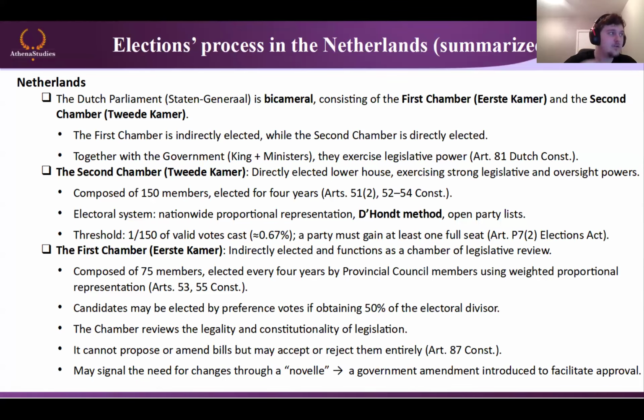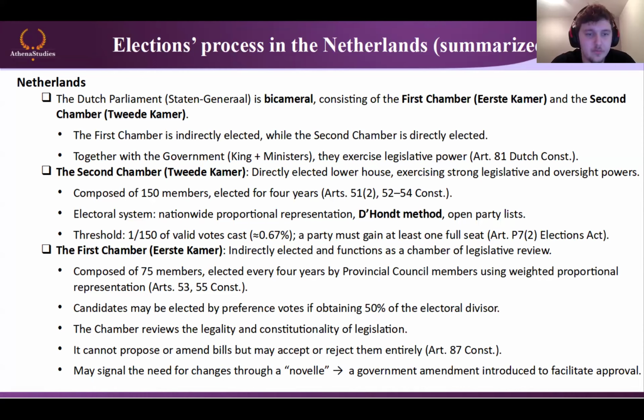So the Netherlands is also bicameral, just like France, just like Germany, just like the US, with the first chamber and the second chamber. So the Eerste Kamer and the Tweede Kamer. I'm very sorry for all Dutch people here. The first chamber is indirectly elected, while the second chamber is directly elected. Together with the government, so the king and the ministers, they all exercise legislative power. The second chamber is the directly elected lower house, exercising strong legislative and oversight powers.